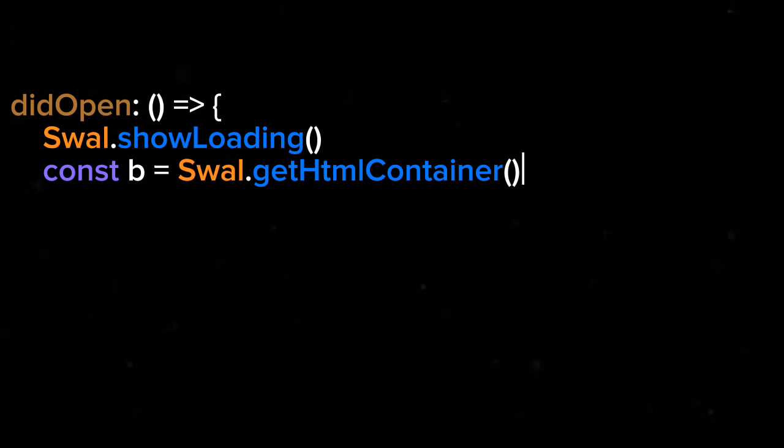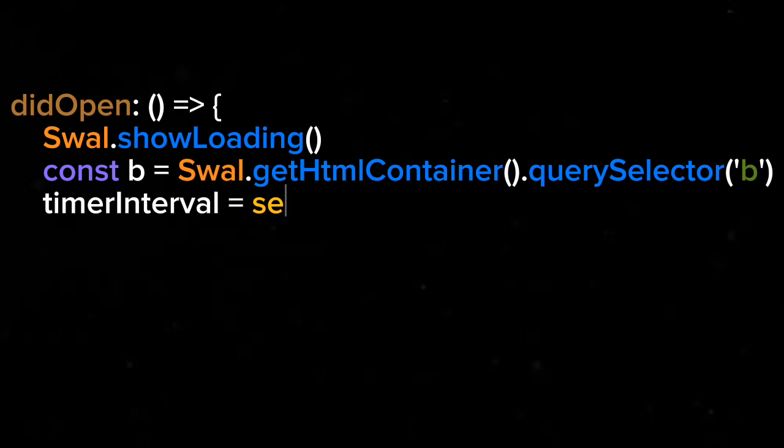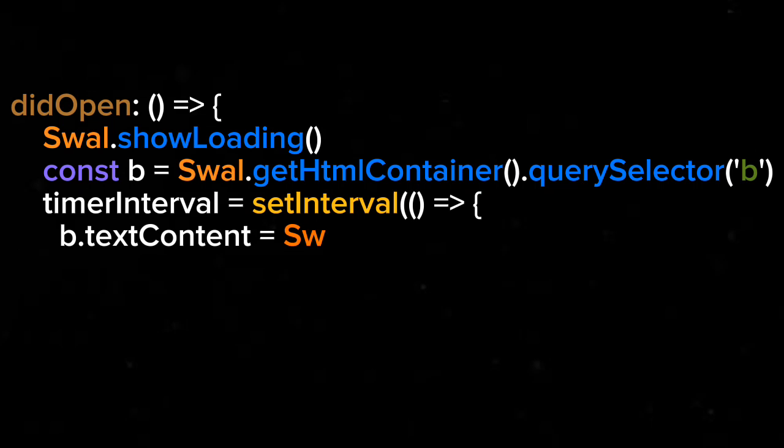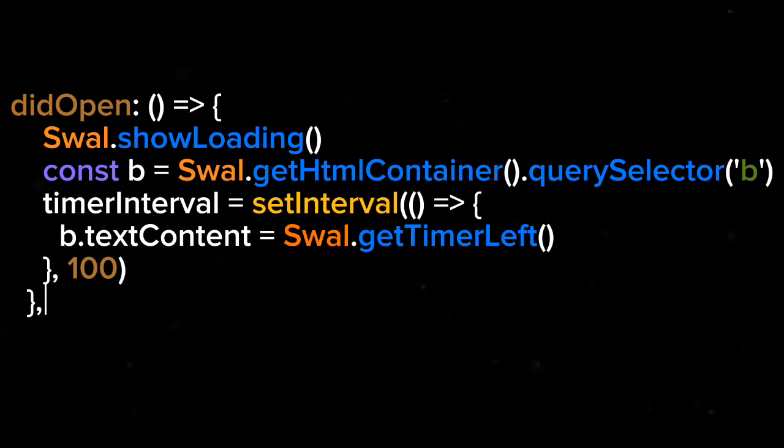The didOpen property takes a callback function that is executed when the alert is opened. Inside this function, we perform some initial setup. We show a loading spinner using SweetAlert.showLoading, and then we select the b element within the alert using SweetAlert.getHTMLContainer.querySelector, b. We set up a recurring task using setInterval.